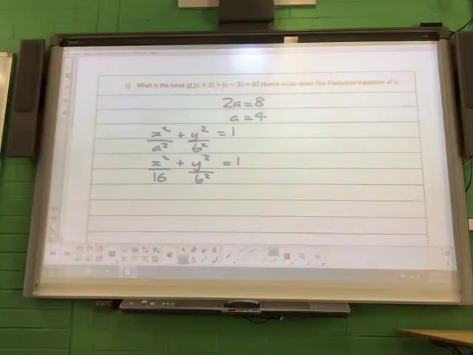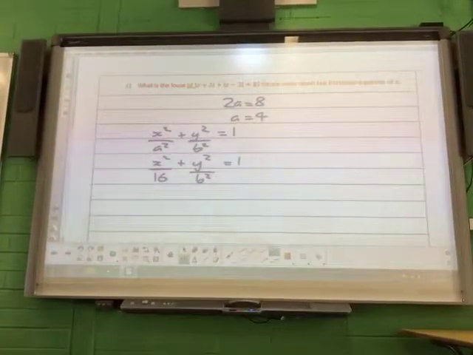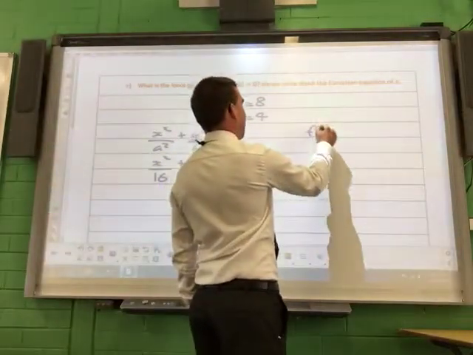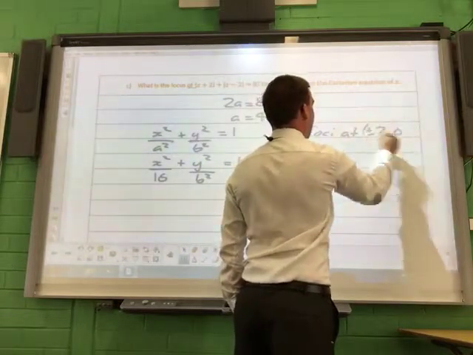One equation, two unknown variables. Don't really want that. What do I know already in the whole question? What can I do with that?